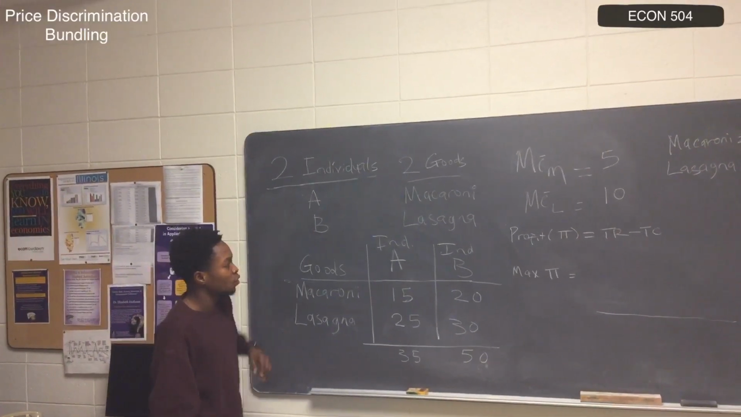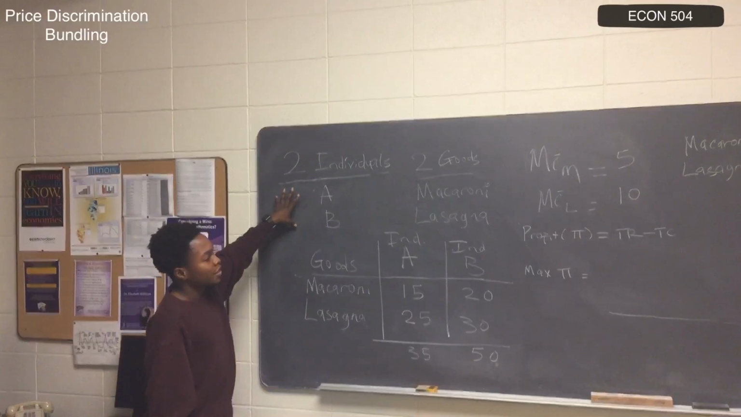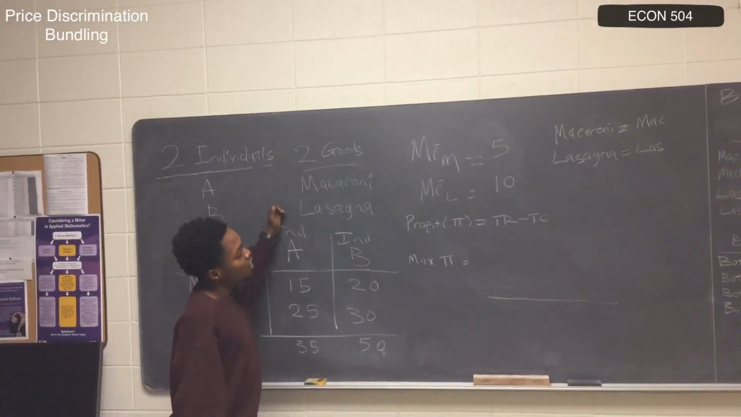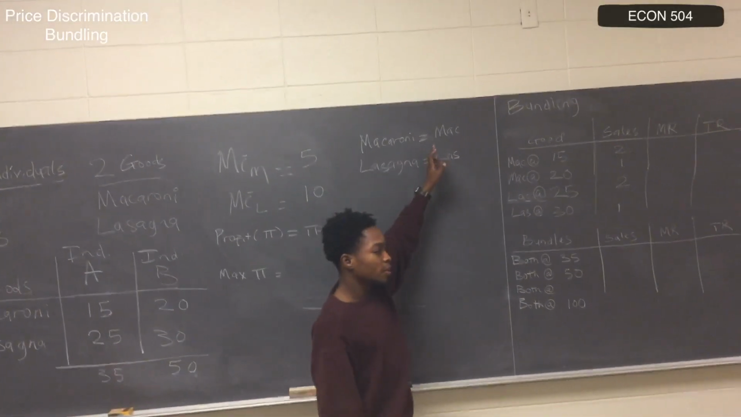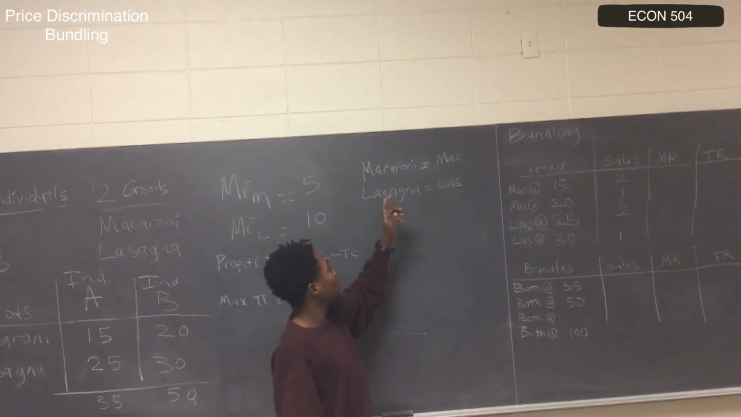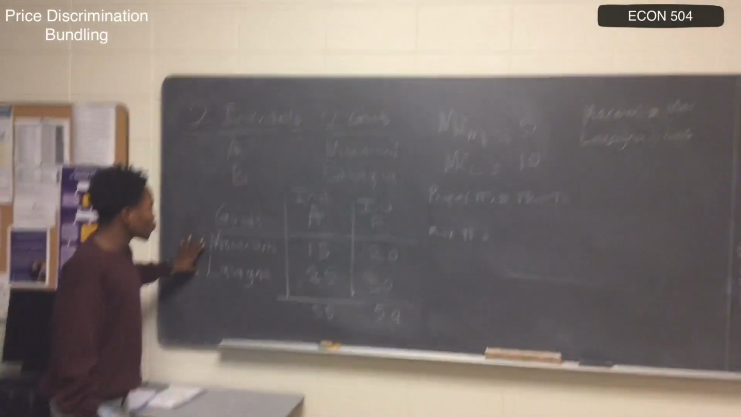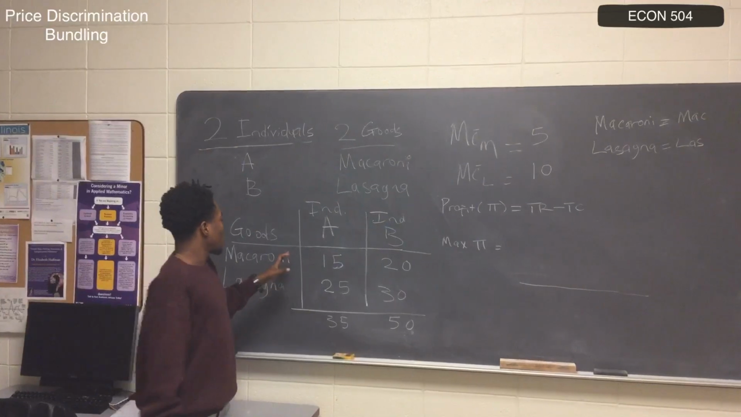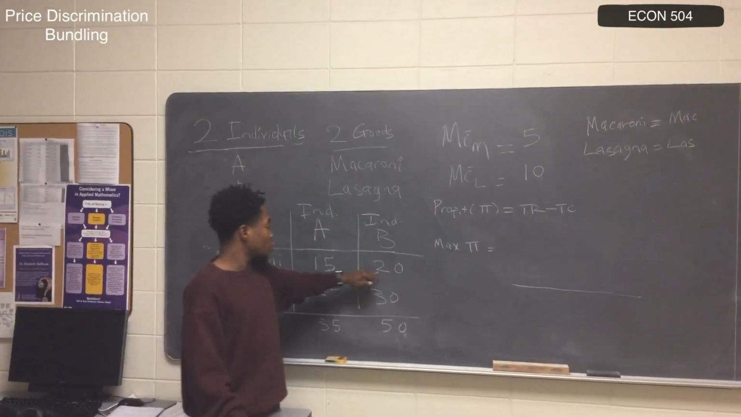a high valued individual. So in this example, we have two individuals, individual A and B, and two goods, macaroni and lasagna. But for reference cases, we've shortened it to Mac for macaroni and Las for lasagna. So in this world, the two goods are sold at different prices. To the first individual, the first good is sold at 15, while the second good is sold at 20.